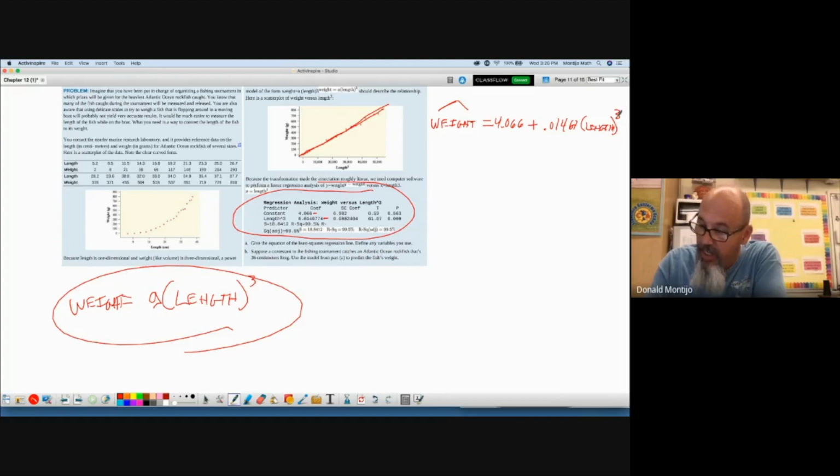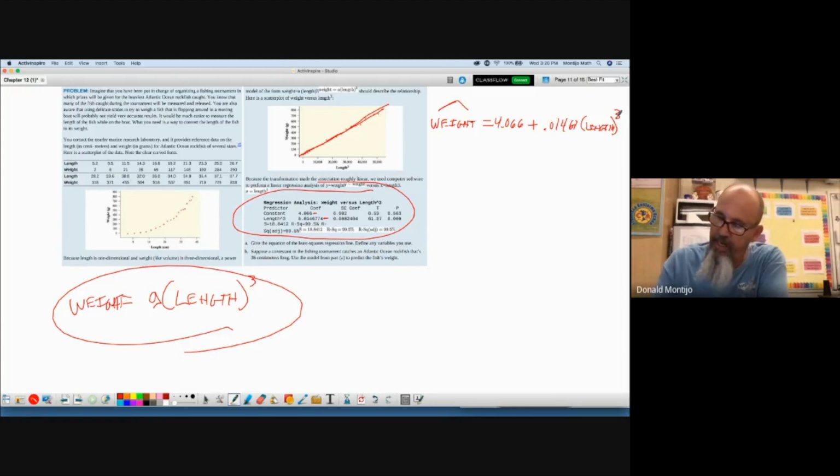It's the length cubed. So part B asks us, suppose a contestant in the fishing tournament catches an Atlantic Ocean rockfish that's 36 centimeters long. Use the model from part A to predict its weight. So if it came up with a 36 centimeter fish, how much do we think it would weigh?